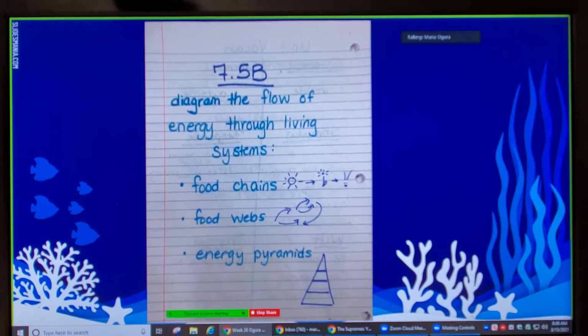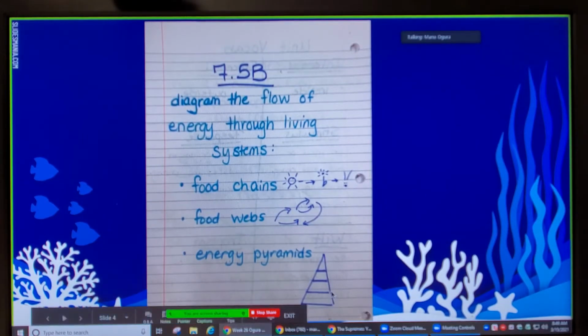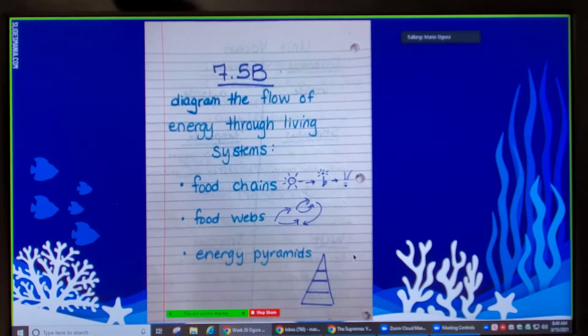So here's kind of the short version of the TEAC, okay? Diagram the flow of energy through living systems. So right here, this is you diagramming the flow of energy through living systems, showing us food chains, food webs, and the energy pyramid. Okay? It's nothing more than that.